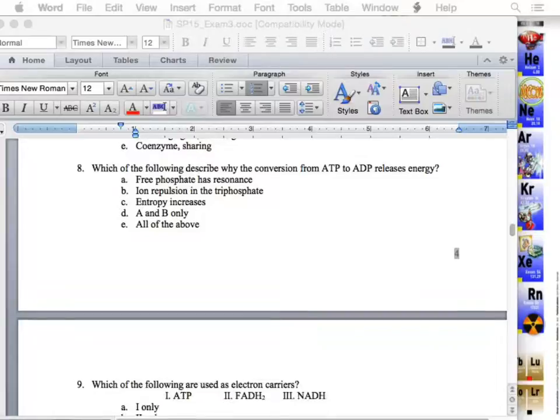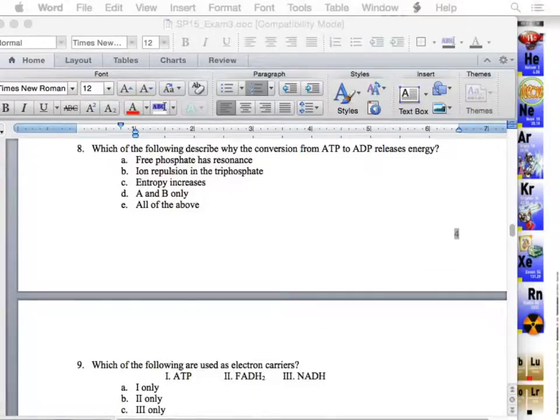Which of the following describe why the conversion of ATP to ADP releases energy? Which is really straight from the homework question. A free phosphate on its own has resonance. By being resonance stabilized, it's more stable, so that means your products are lower in energy than your reactants. Well, that's looking at a release of energy, so that makes sense. Ion repulsion in the triphosphate.